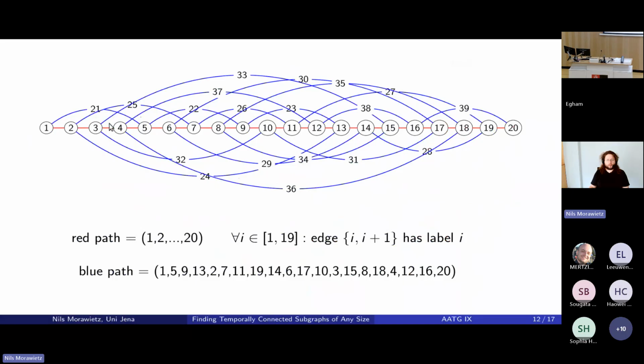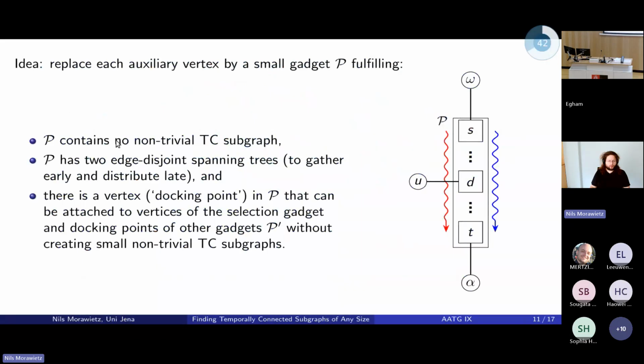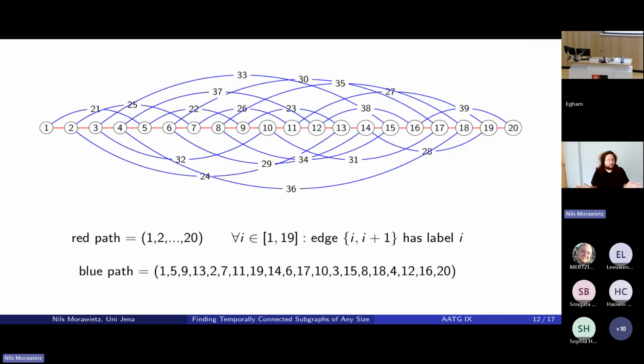And the idea is that the red labels are strictly before the blue labels, meaning that we gather all information going from 1 up to 20. So we can gather this with the red path early, do something with it, and very late, meaning 21 here, coming from omega to 1 we can distribute it all the way. But we also needed the property that this gadget does not contain any non-trivial TC subgraphs. So it does not.